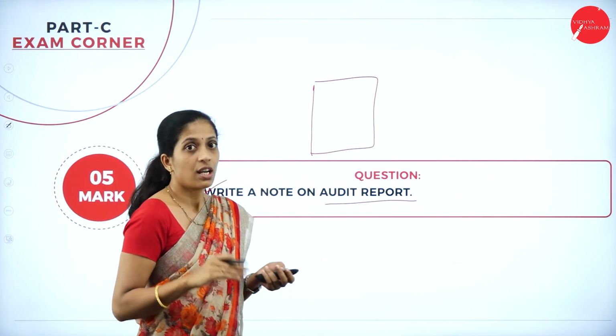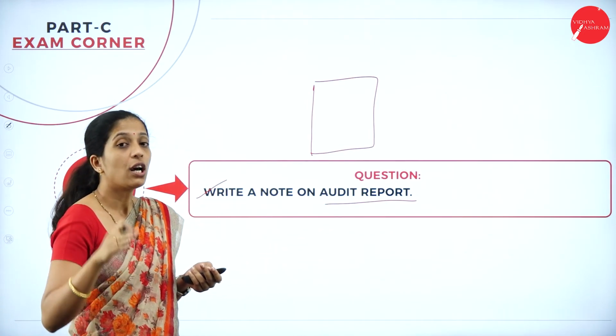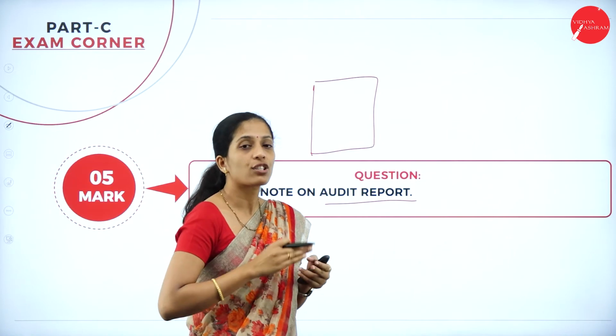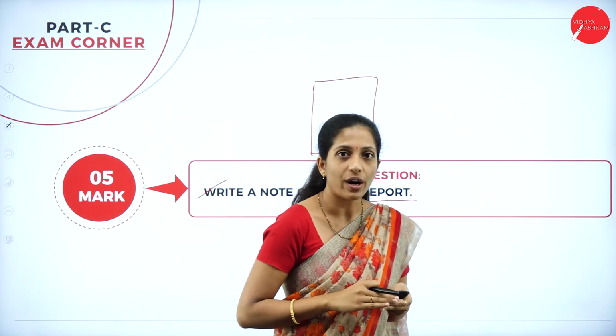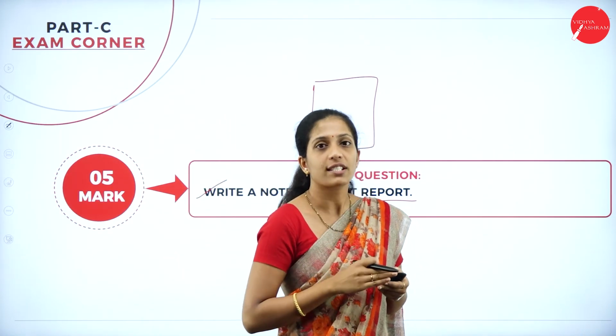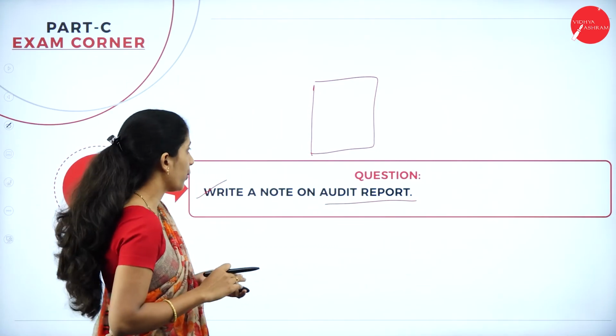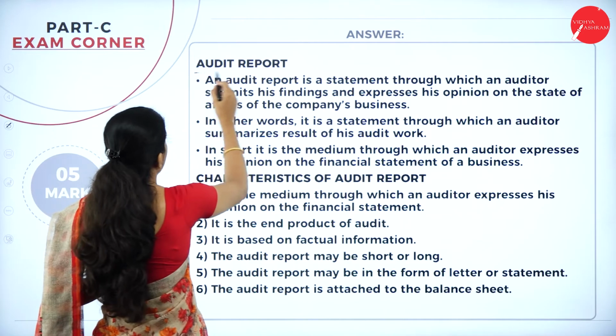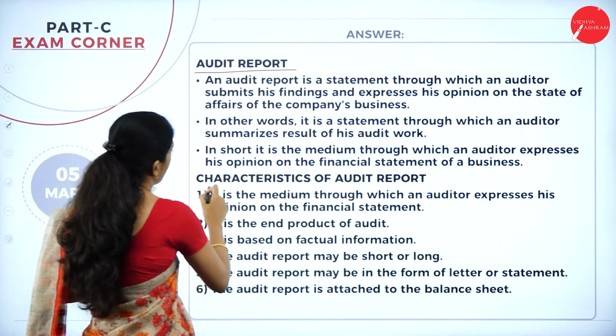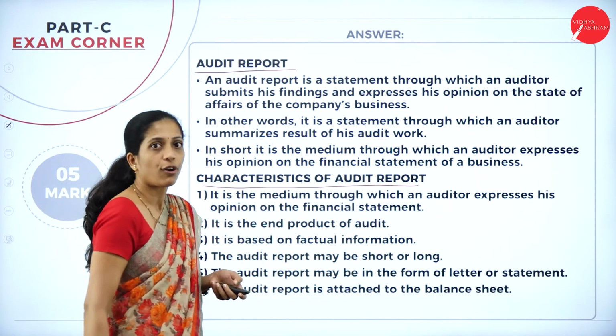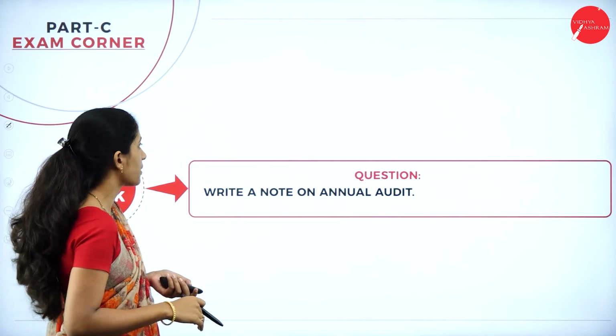Audit report. So what do you mean by audit report? Audit report is the findings or the opinion of an auditor about the financial statement of the organization. Here we can write the meaning of audit report, and we can also write the characteristics of audit report for 5 marks.